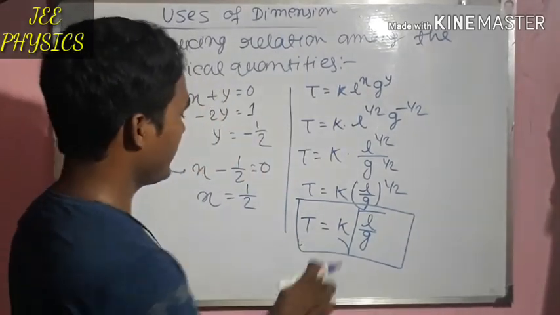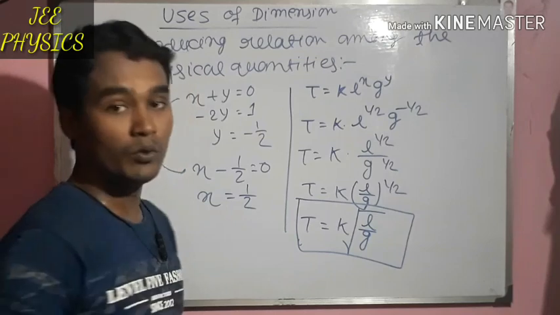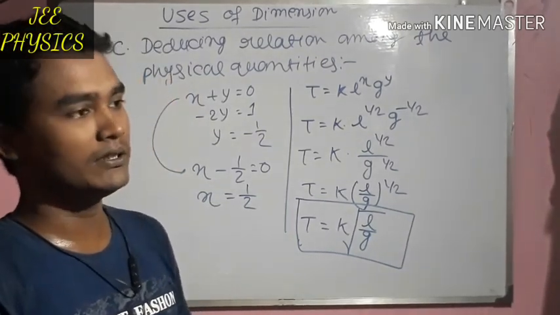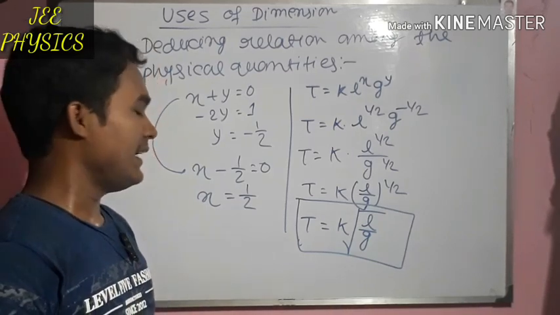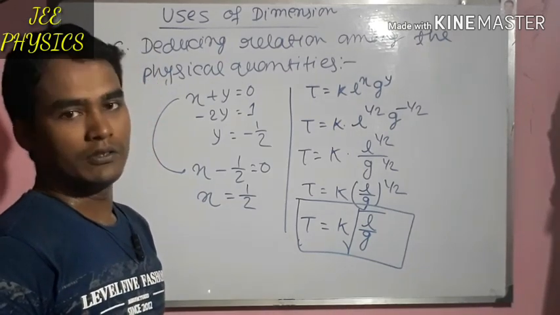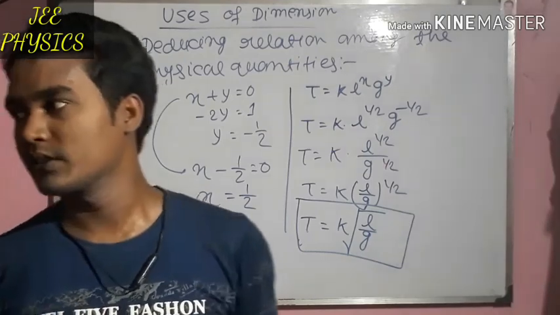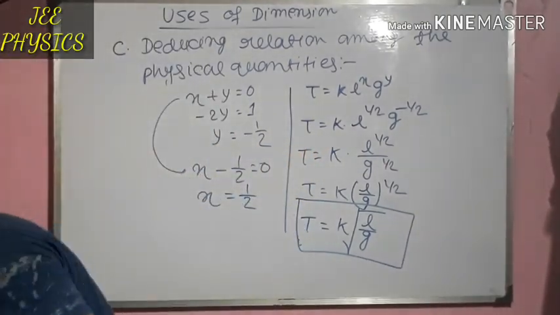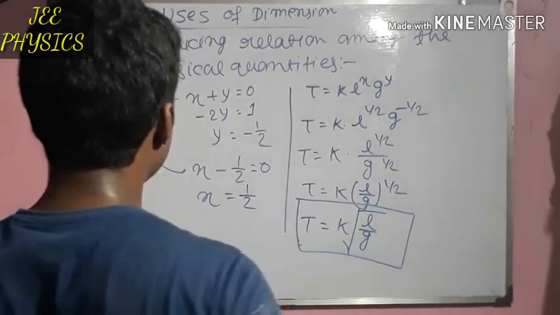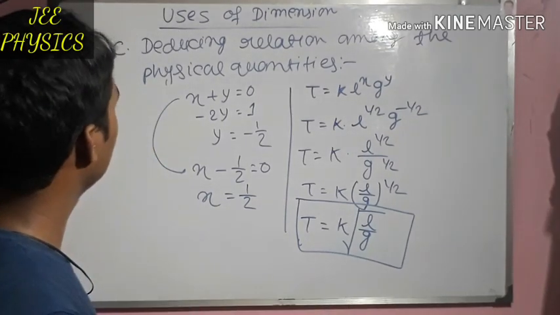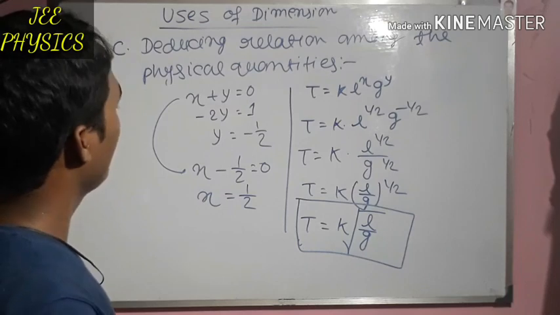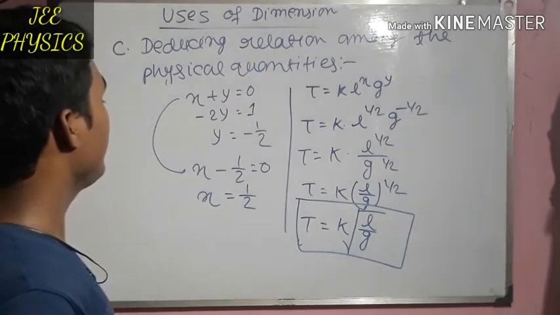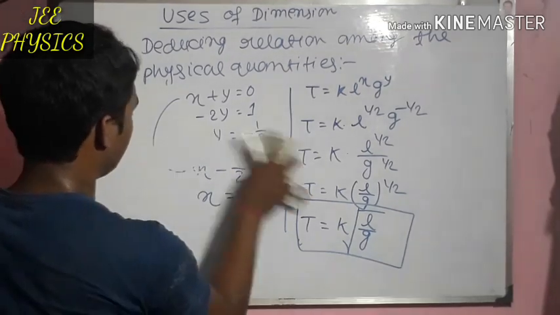And the value of K, you know it is 2 pi, but it is a limitation of the dimensional method that in this method we cannot get the constant which is dimensionless. So this is the procedure to find the relation between physical quantities using the dimensional method.